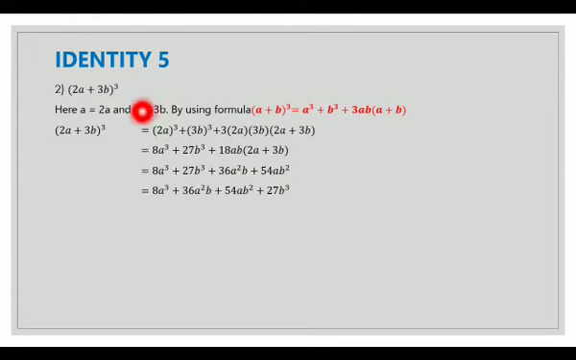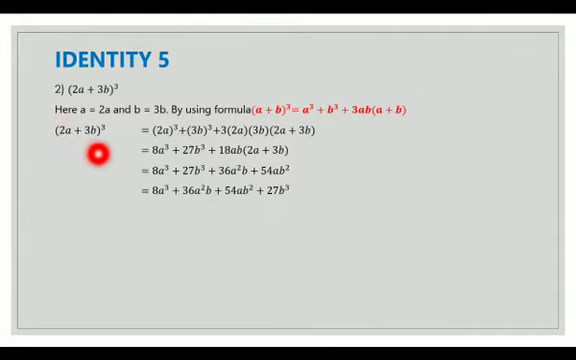The next sum, (2a + 3b)³. Now again we are going to equate with the formula (a + b)³. Here a equals 2a and b equals 3b. By using the formula (a + b)³, we get a³ + b³ + 3ab in the bracket (a + b).